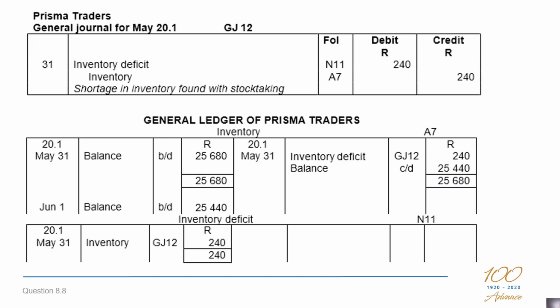Just to confirm that we understand the general journal entry, we had to decrease the asset account with the 240 Rand, with a corresponding debit in the expense account, 240. So you will see that in our asset account, we end up with the balance carried over, brought down, of exactly the amount according to the physical stock take.